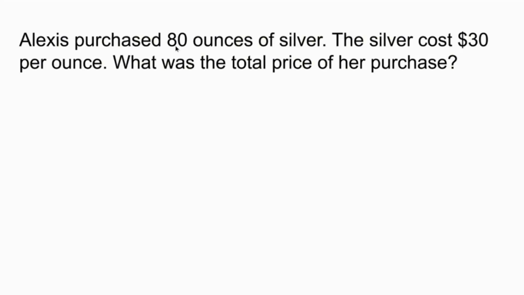Alexis purchased 80 ounces of silver. The silver costs $30 per ounce. What was the total price of her purchase? All right, so Alexis gets 80 groups that cost $30 per group. That's going to be multiplication, 80 times 30.